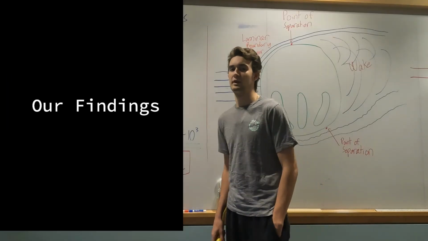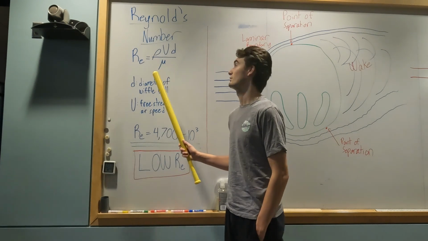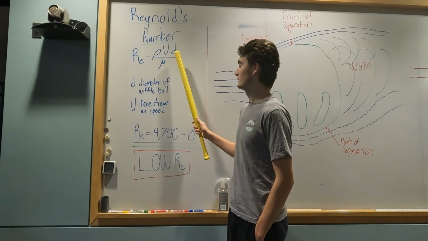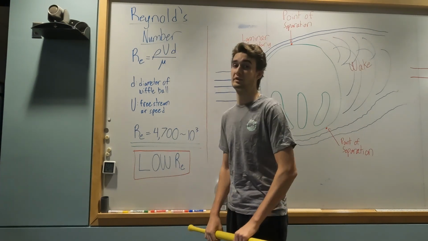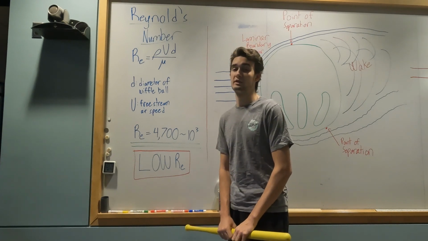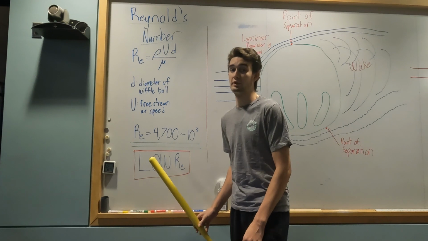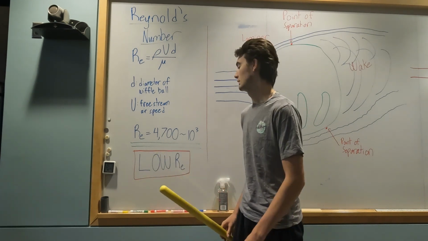So first we decided to find the Reynolds number in our wind tunnel. Using the following Reynolds number formula, we could take the density of air, the viscosity constant of air, the free stream airspeed in the wind tunnel, and the diameter of the wiffle ball to calculate a Reynolds number, which is a way of differentiating different wind tunnel experiments. We found a Reynolds number of about 4,700, which is an order of magnitude less than what Professor Rossman found.